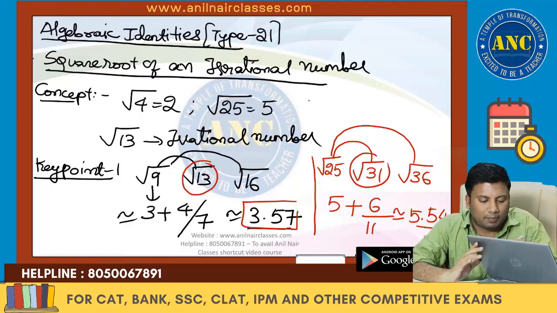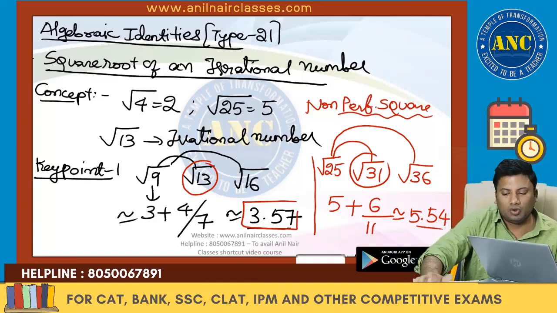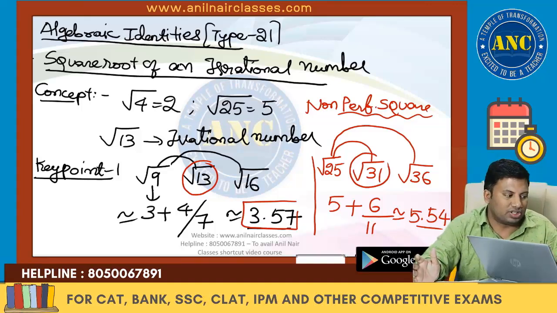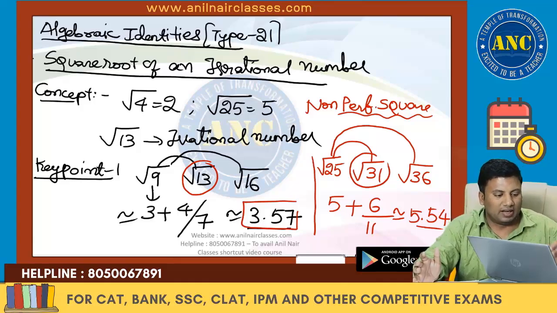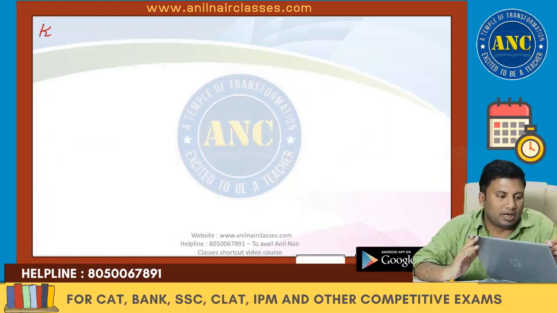These are all non-perfect squares, root 13 and root 31. This is one way. Root 13 lies between root 9 and root 16, so 3 plus 4 by 7. 5 plus 6 by 11. Now key point number 2.